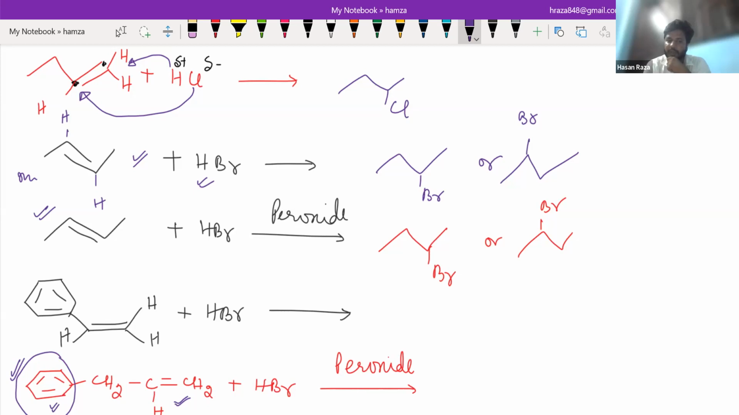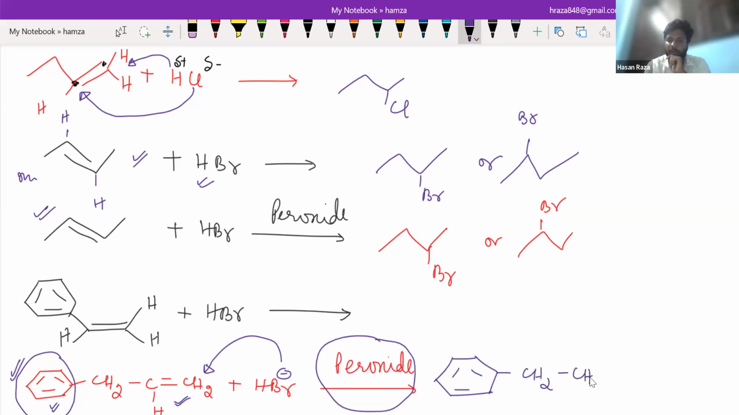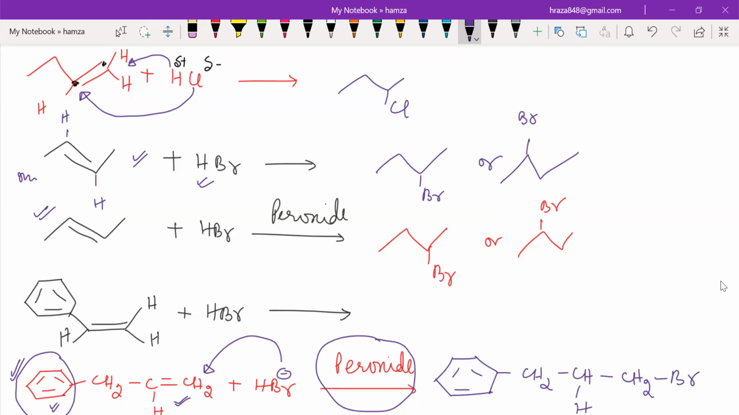So easy. See, this is peroxide, that means anti-Markovnikov, and you know that the negative part in anti-Markovnikov goes to that carbon which has more number of hydrogen. So just like this, CH2 and then CH, and the double bond will be broken. The negative part will go to that carbon which has the greater number of hydrogen, and positive to that carbon which has lesser number of hydrogen. Yes or no? Yes, sir. Okay, please do this and let me know.